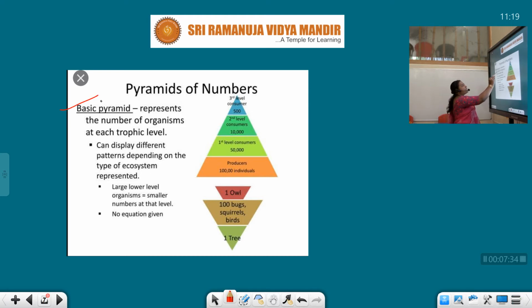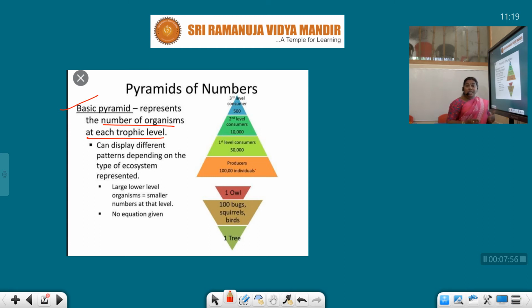Basic pyramid represents the number of organisms at each trophic level. So students, the pyramid of numbers gives the information about the number of organisms at each trophic level. See, producer is one trophic level, consumers are the next level, secondary consumers are the next level, and tertiary consumers are the next level.